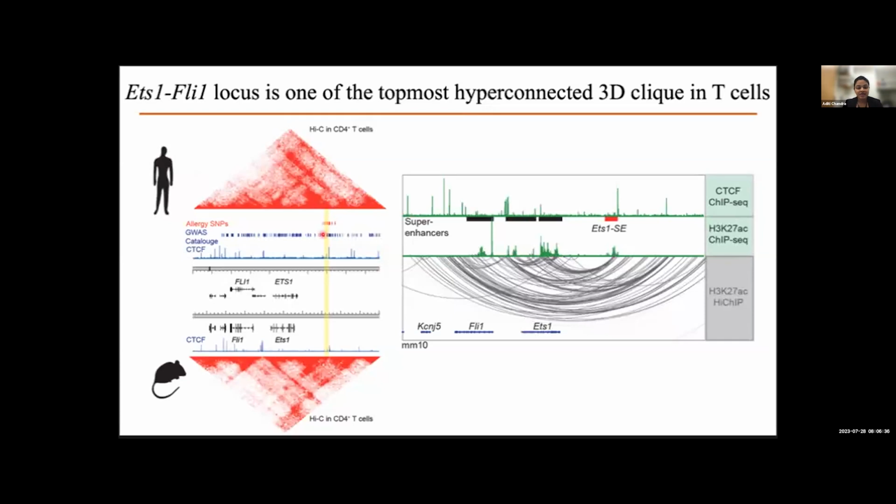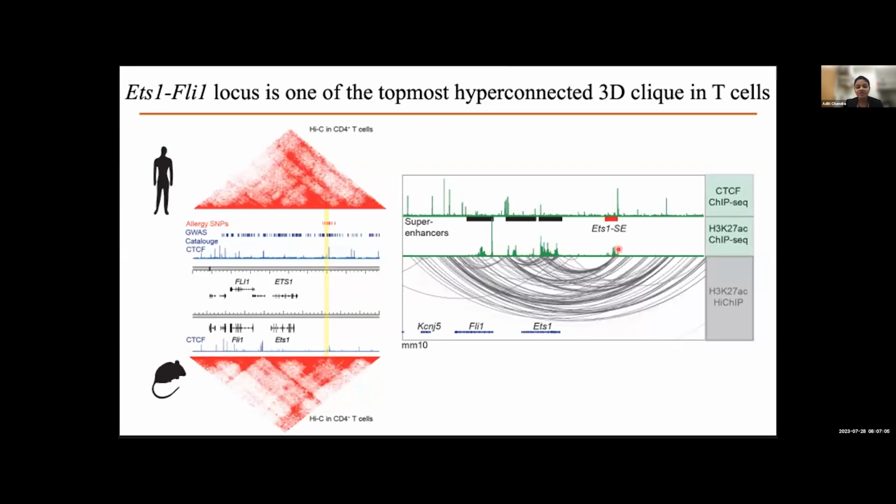Also, interestingly, there is one particular locus in this site where there are multiple sequence polymorphisms which are reported to be associated with allergic diseases in humans. So we focused on a homologous region in mice, and we named this the Ets1 superenhancer because this region is highly connected to the nearby Ets1 gene and also has a high density of H3K27 acetyl binding.